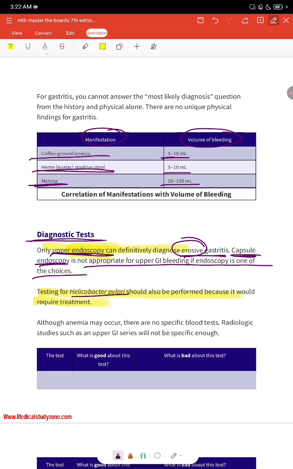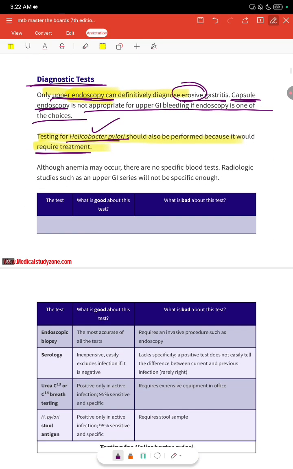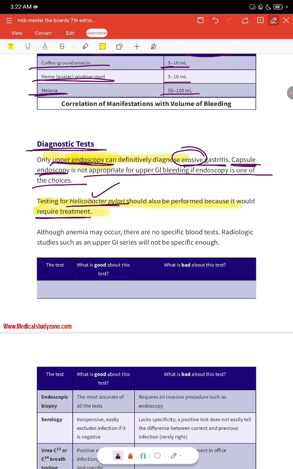Testing for H. pylori, that is Helicobacter pylori, should also be performed because it would require treatment, which is the triple therapy. You have to go for H. pylori stool antigen, HPSA, in order to test for Helicobacter pylori and then treat it accordingly if the test shows positive results for it.